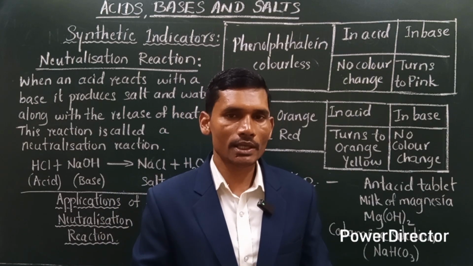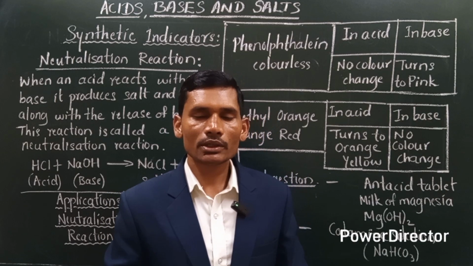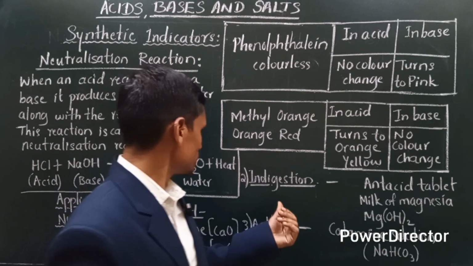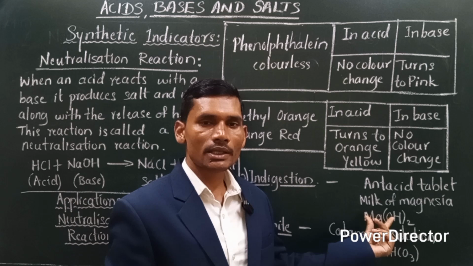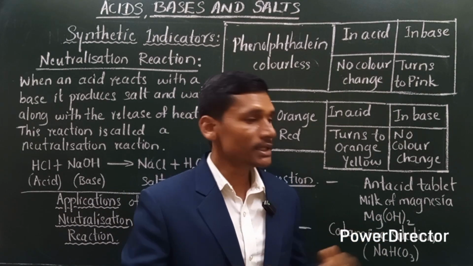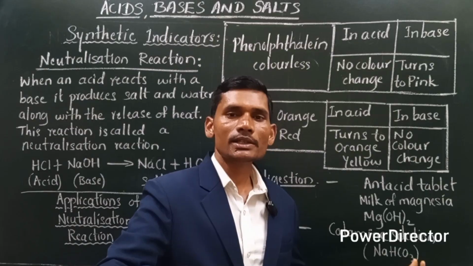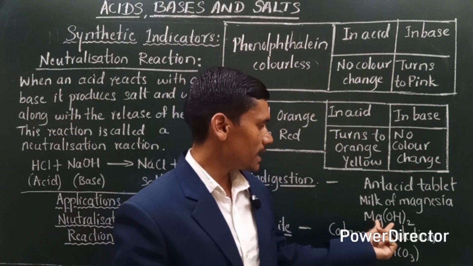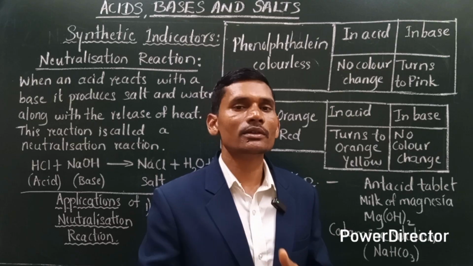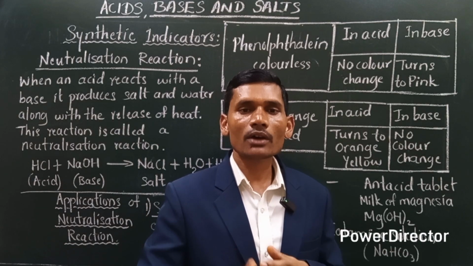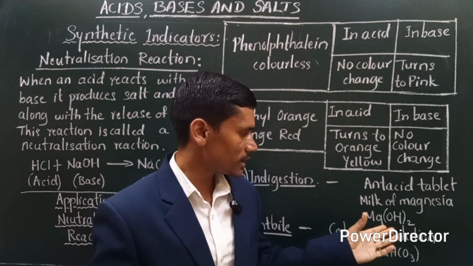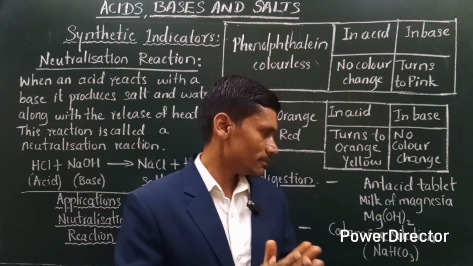What is that? Milk of magnesia, we say. Milk of magnesia means what? It is Mg(OH)2, as it is written here. That is milk of magnesia. This is a base. Hydrochloric acid is an acid. When this tablet goes to the stomach, it nullifies the effect of excess hydrochloric acid. When it reduces its effect, we feel relief from the pain.